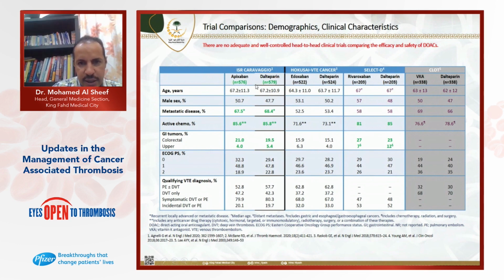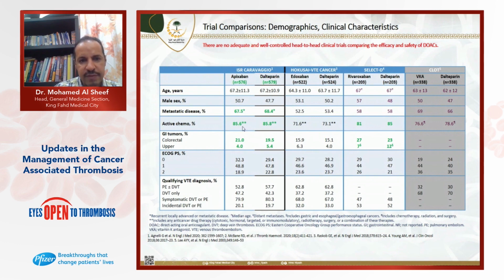Here, Caravaggio is size-wise the largest one, followed by Hokusai, which is close to it, and the smallest one is SELECT-D. And it is telling you that Caravaggio's patient population is high risk. See metastatic disease about 67 to 68% here, about 52% in Hokusai VTE Cancer, and 58% in SELECT-D. So you cannot doubt the result. The patients are really high risk.